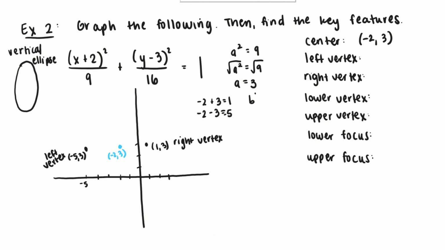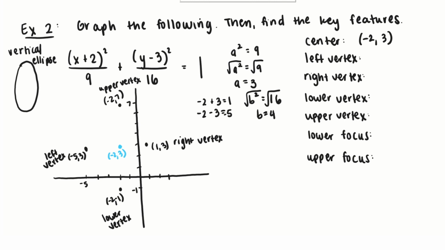All right, and then my b squared term is 16. So if I take the square root to both sides, that means b is 4. So that means I'm just going to be moving up and down 4 from my center point. 1, 2, 3, 4. So that will get me all the way up until 7. And then I go down 4. 1, 2, 3, 4. Down to -1. So this is my upper vertex. And this is my lower vertex.